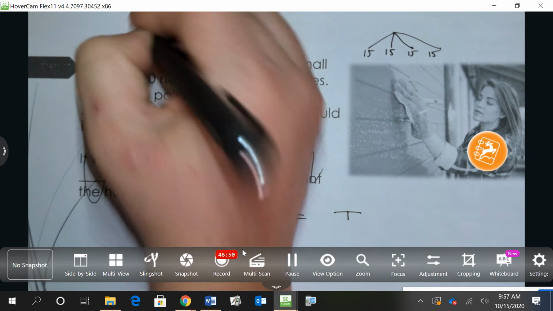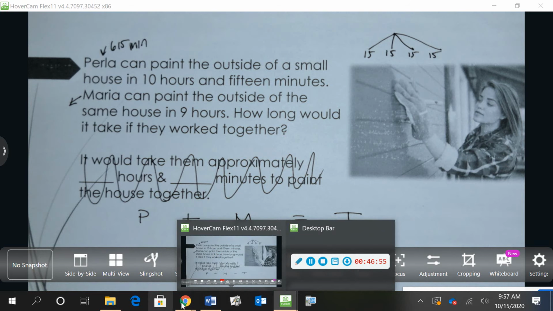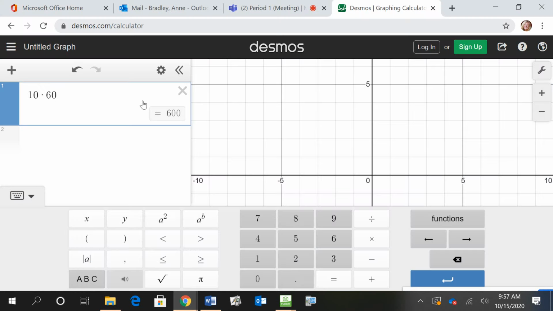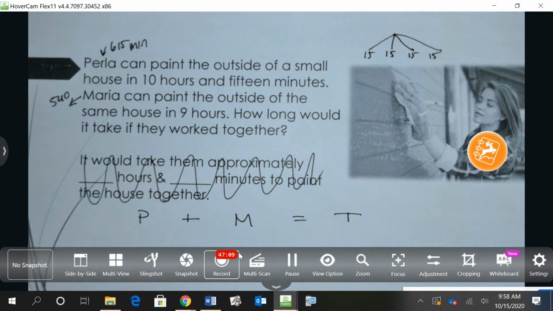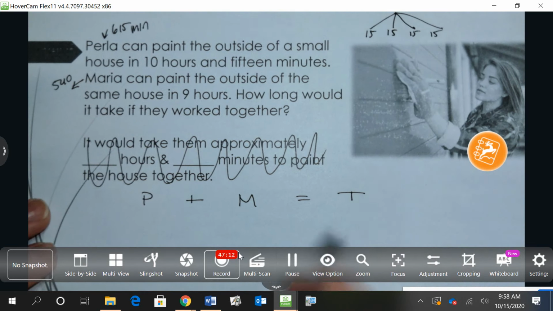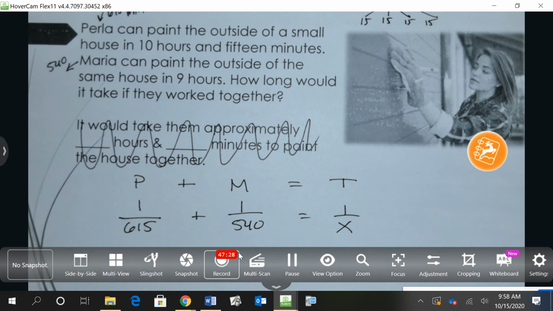And now I'll do the same for Maria. Maria is at 9 hours exactly, so if I take 9 times 60, we get 540 minutes. All right, so what do we know? We know that the one task of painting the outside of a small house can be completed by Perla in 615 minutes. For Maria, it's 540, and we want to know together, what can they do? Doing the same house together, how long does it take? How many minutes?